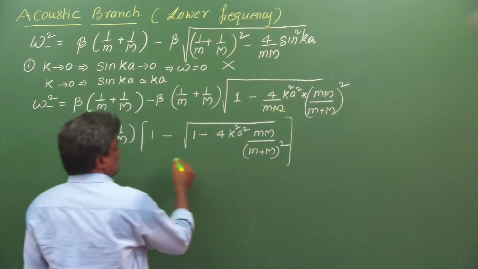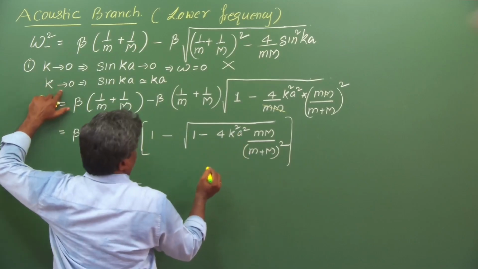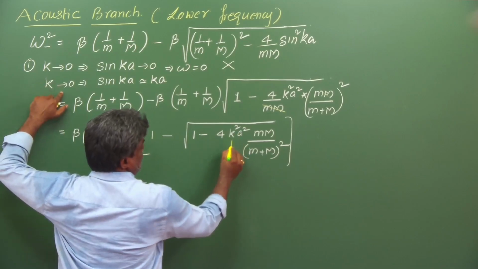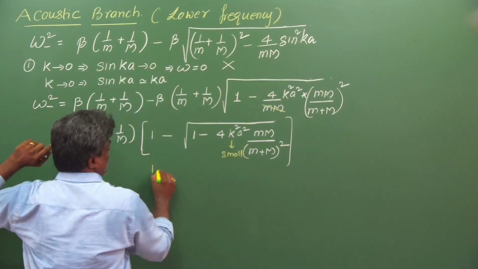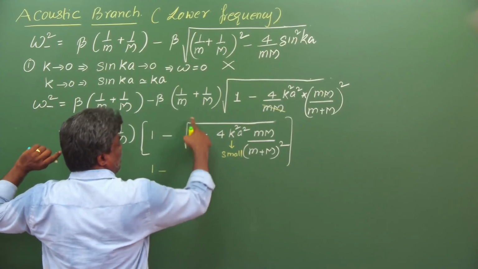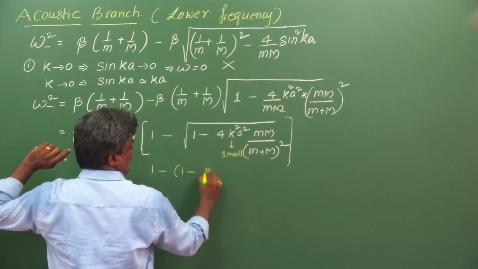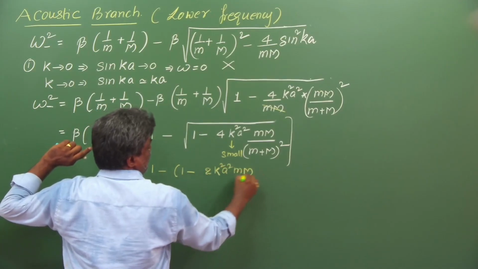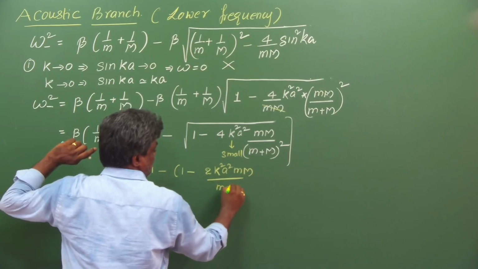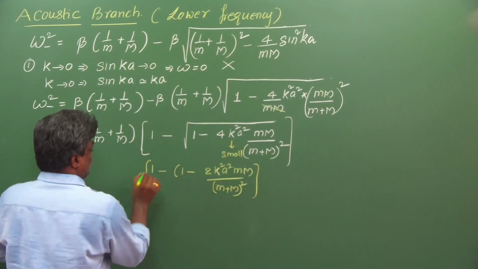Apply the binomial expansion because Ka is very small. K is tending to 0. That's why take the binomial expansion. 1 minus, this is a whole power 1 by 2. That's why 1 minus, I think you got 2 k square a square small m capital M by small m plus capital M whole square. Then this 1 gets cancelled.